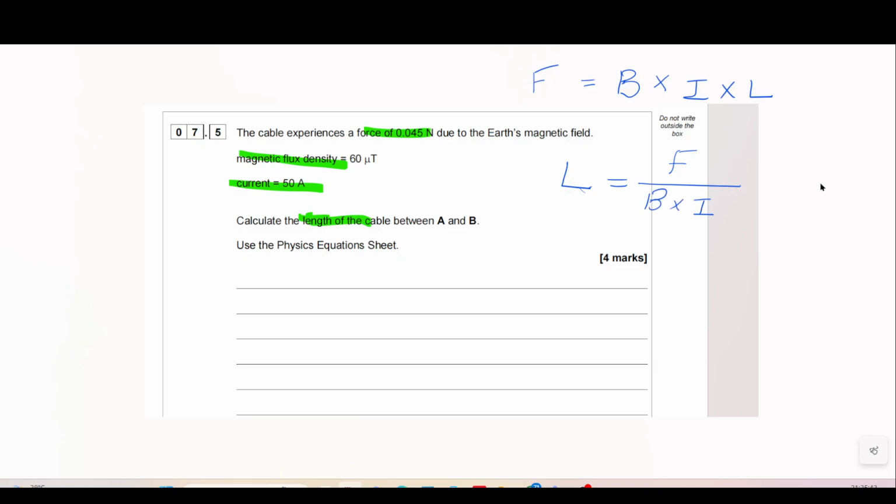So the force is 0.045 newtons divided by magnetic flux density, which is 60 micro. So you have to convert from micro into tesla, which is going to be 60 times 10 raised to the power negative 6. Because micro is a smaller unit, you are converting a smaller unit into bigger.